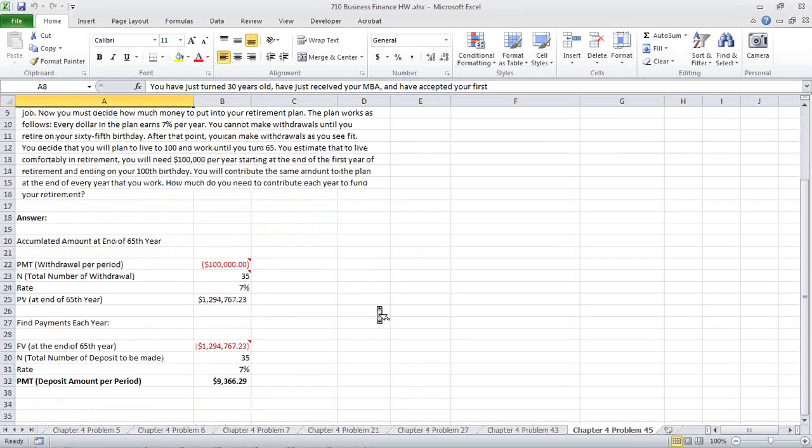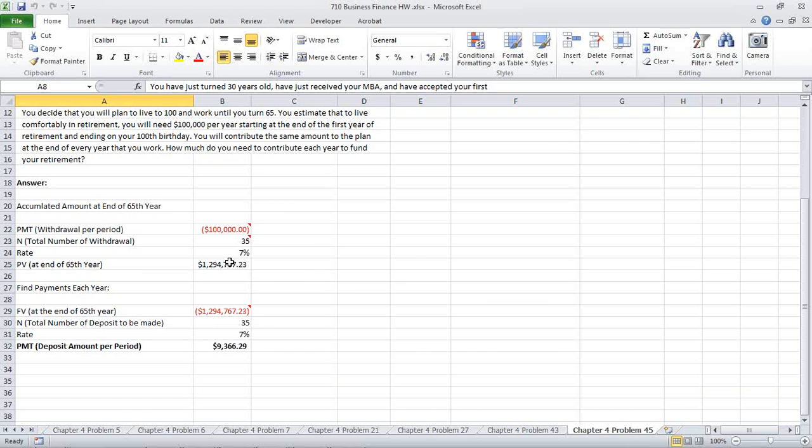So this is fun because it's a two-part question, and it's pretty easy to solve as well. We're going to set it up as so, and the first step is to figure out how much you've accumulated at the end of the 65th year. In order to do that, we're going to enter in our 100,000. We're going to turn that negative. As you can see, this is our initial amount.